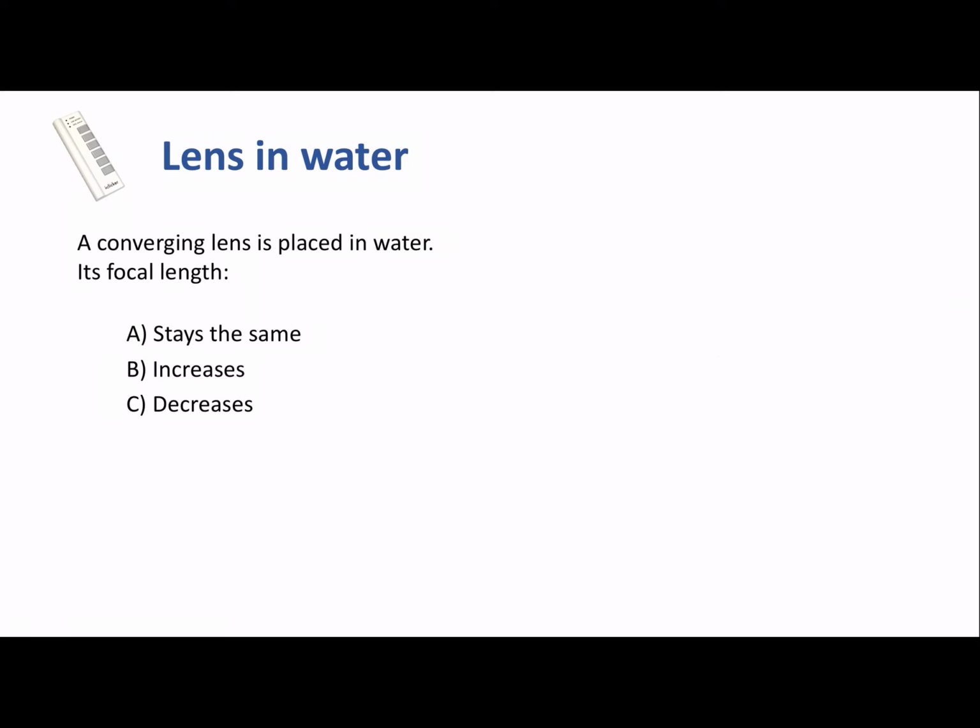All right? Let's try this question. We place a converging lens in water now, not in air, but in water. What happens to its focal length? Pause the lecture, go to the quiz, think about this a little bit. This is a tricky one. Think about what we just did, maybe even review what we just did, and answer the question.